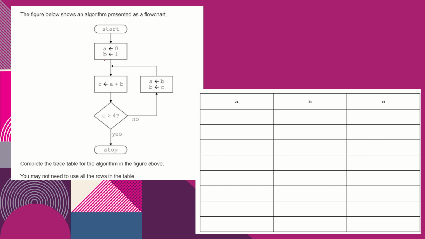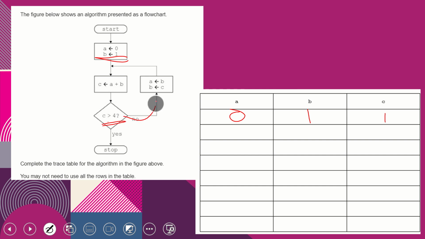At the beginning, A is set to 0, B is set to 1. Is there anything about C at this place? Nothing. We can keep as is. C could be empty. Next, what we are doing, C is A plus B. And what is C? A plus B is 1. That's it. Now we are going next. Is C greater than 4? No. So we are going and doing this.